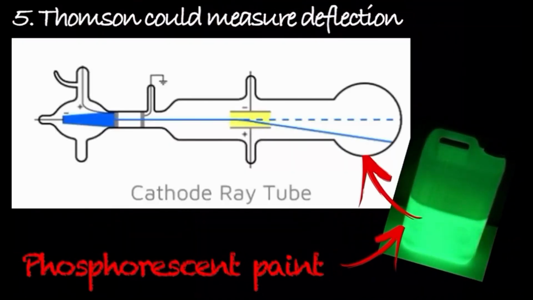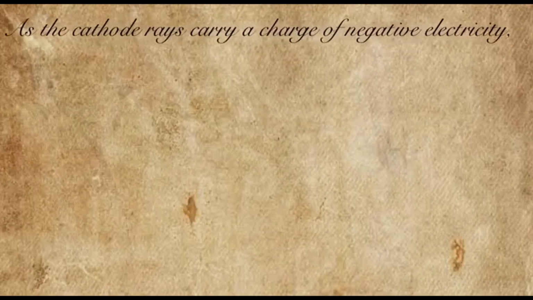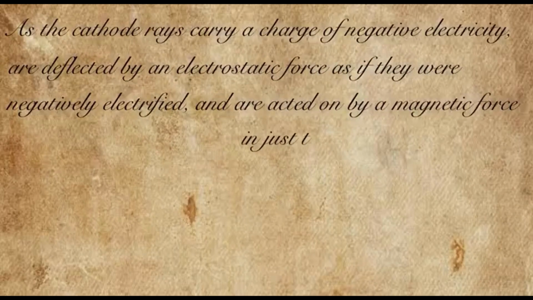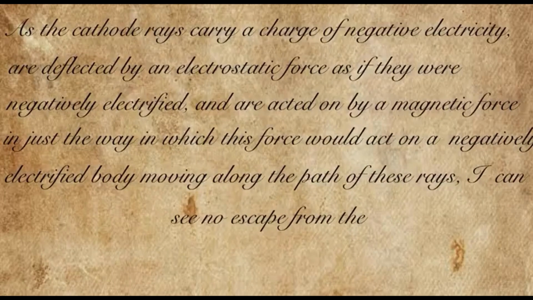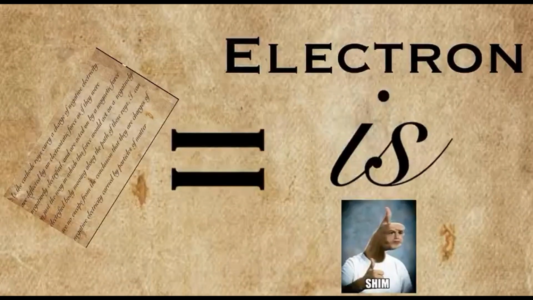Using a scale on the sphere, Thomson could measure the deflection of the beam. He therefore came to the conclusion that as the cathode rays carry a charge of negative electricity, are deflected by an electrostatic force as if they were negatively electrified, and are acted on by a magnetic force in just the way in which the force would act on a negatively electrified body moving along the path of these rays, "I could see no escaping the conclusion that there are charges of negative electricity carried by the particles of matter." Basically, just proving the existence of an electron.